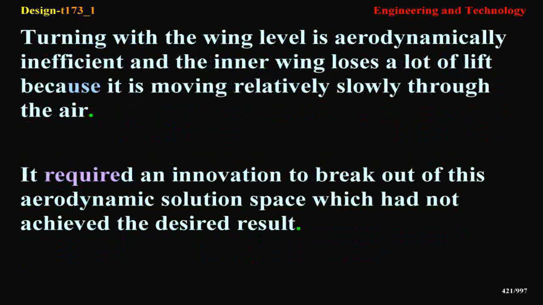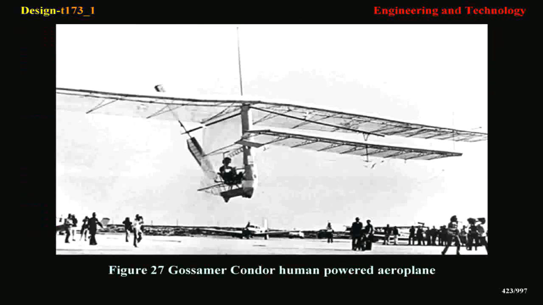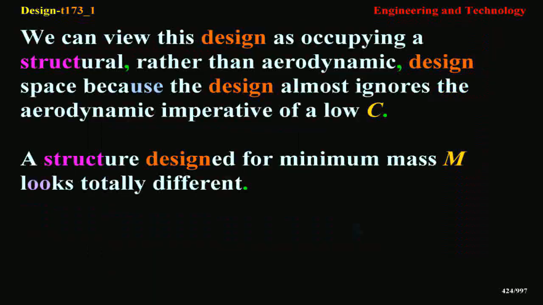It required an innovation to break out of this aerodynamic solution space, which had not achieved the desired result. This was provided by Paul MacCready's Gossamer Condor, Figure 27. Figure 27: Gossamer Condor human-powered airplane. We can view this design as occupying a structural, rather than aerodynamic, design space, because the design almost ignores the aerodynamic imperative of a low C. A structure designed for minimum mass M looks totally different.